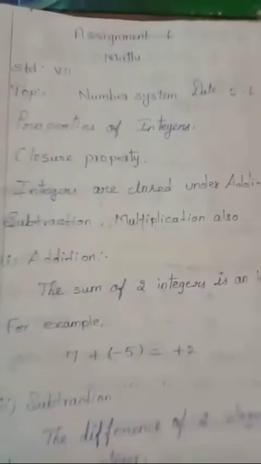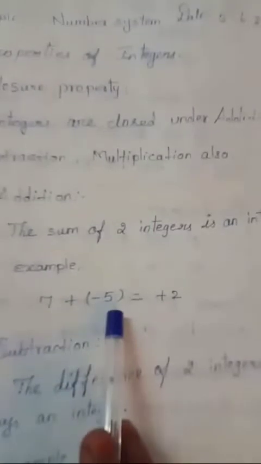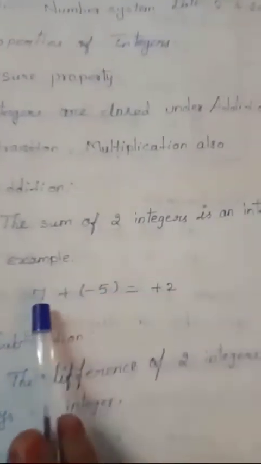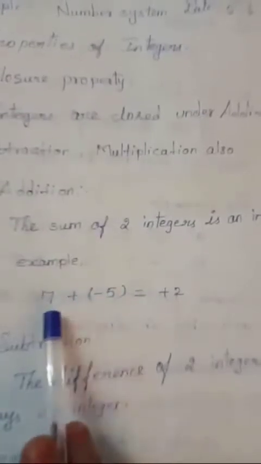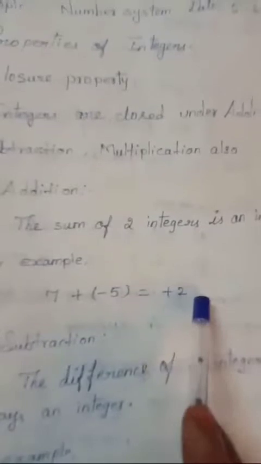The sum of two integers is an integer. We can prove that through an example. Here we have 7 and minus 5. The numbers 7 and minus 5 are integers. When you add these two numbers, we get plus 2, which is also an integer.